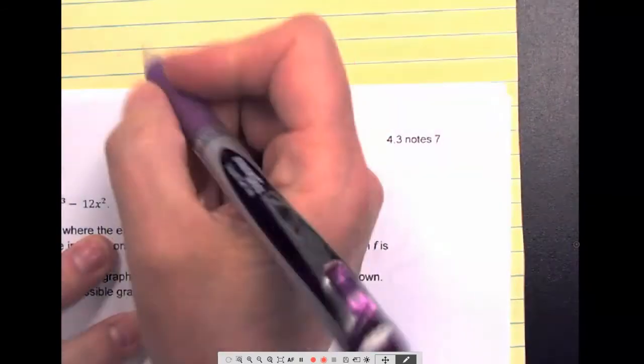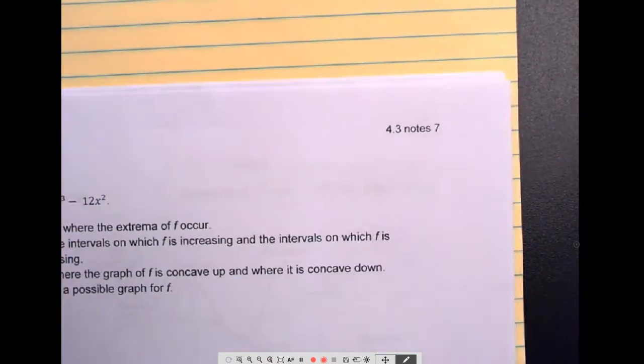Yeah, exactly. Okay, I'm going to work up here because that looks like it might be limited space here. Okay.